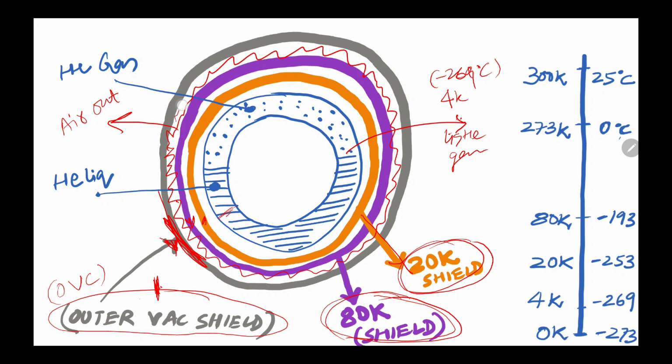Whatever air is in this area, in the red color sketch, I am taking it out. So this chamber is a vacuum chamber, and inside that there is a purple shield, then an orange shield, and the internal one is the vessel for liquid helium and some gaseous clouds. So, clear?